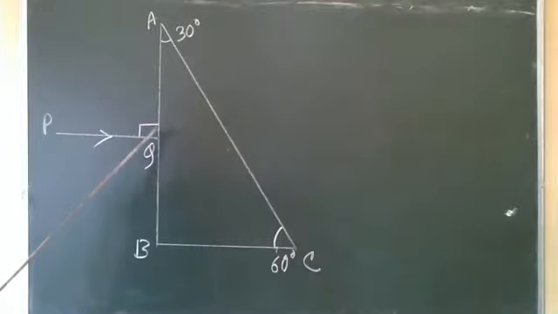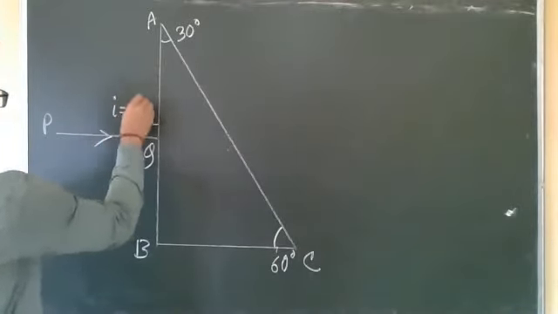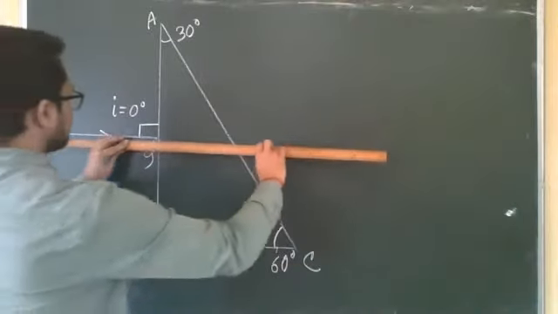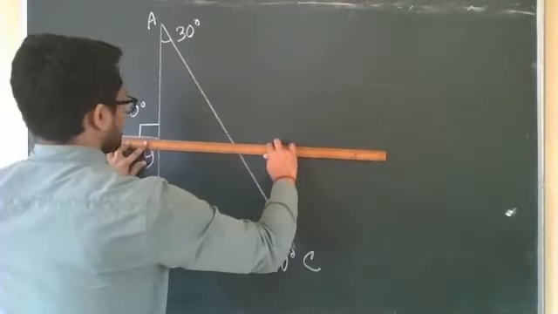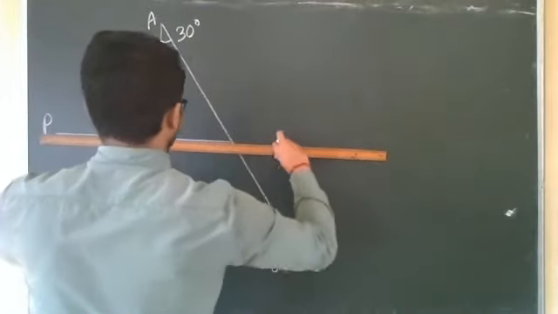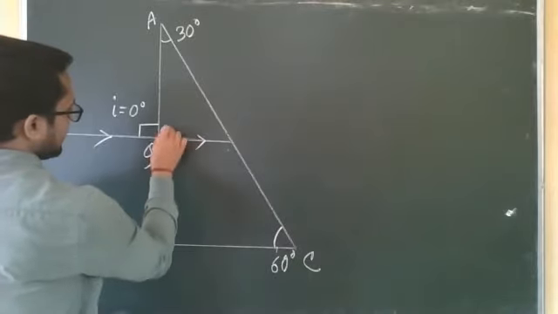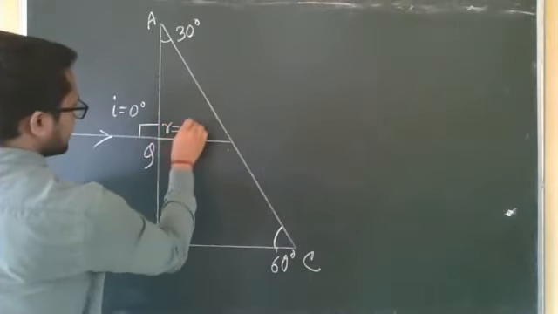What is the angle of incidence at surface AB? Angle of incidence is 0. So what will be the angle of refraction at surface AB? Angle of refraction will also be 0 degree because it is incident along the normal and there is no deviation. So here angle of refraction R equals 0 degree.